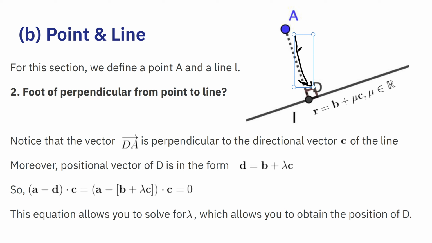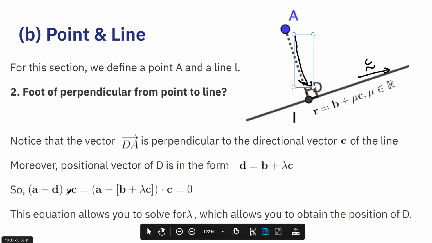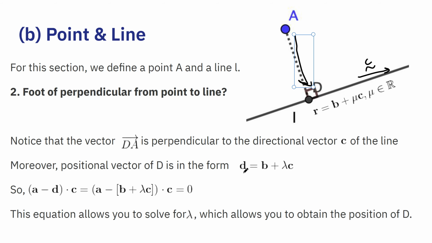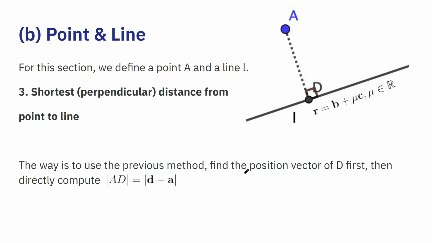Okay? And after we get this vector, all we have to do is dot it with the vector that defines this line, or is parallel to this line, which will be vector C. All we have to do is take A minus D and dot it with C, since we know that the dot product of two perpendicular vectors must be equal to 0. And after you do this, you'll be able to solve for lambda. And after you solve for lambda, you just sub it back in over here, and you can get the positional vector of D.